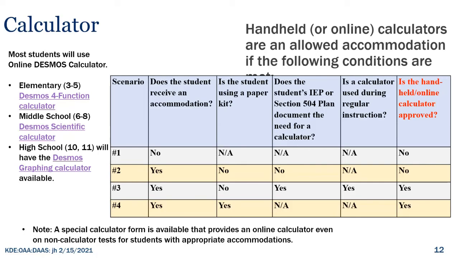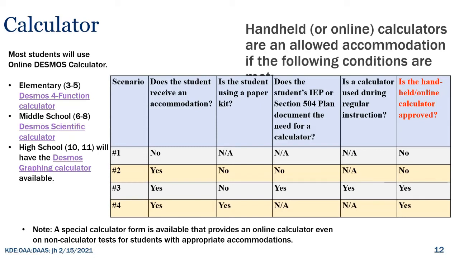Now, there is one small caveat to this. This only differs for the subject of science. All other subjects adhere to those groupings. So elementary is 4 function, middle school is scientific, high school is Desmos. That's true for every test except science. Science tests at middle and high school level only have the scientific and do not have graphing calculators available on those tests. That goes for high school. So the high school science would only have the scientific calculator available.